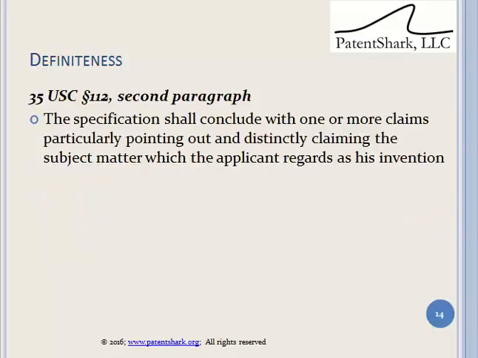Now, let's move over to Section 112, second paragraph. This is also called the definiteness requirement. The specification shall conclude with one or more claims, particularly pointing out and distinctly claiming the subject matter which the applicant regards as his invention.